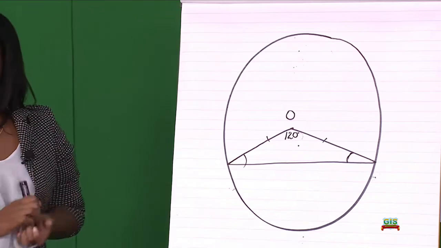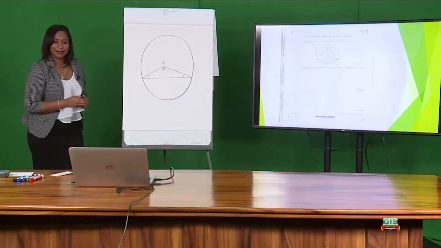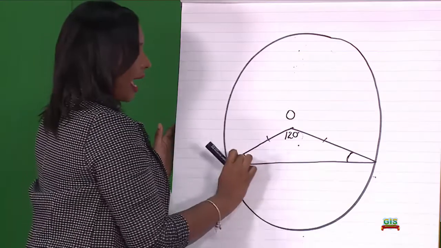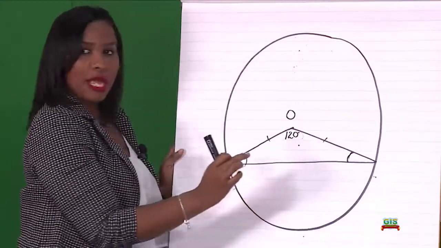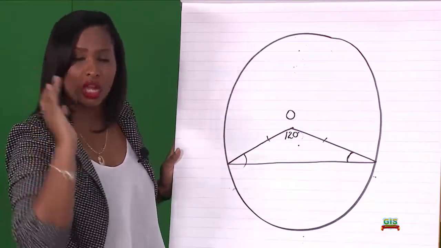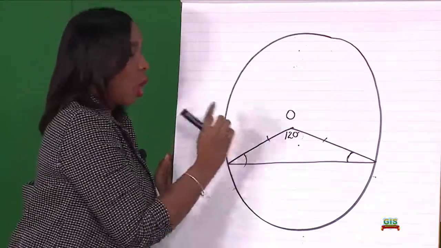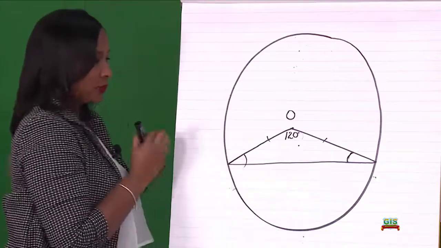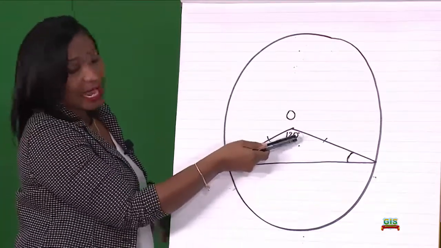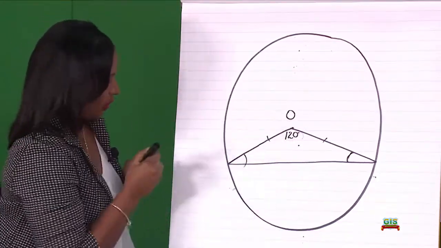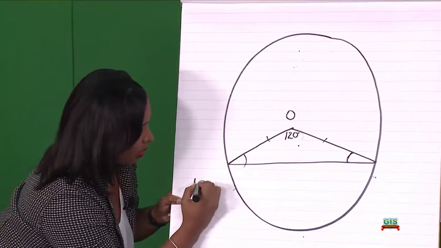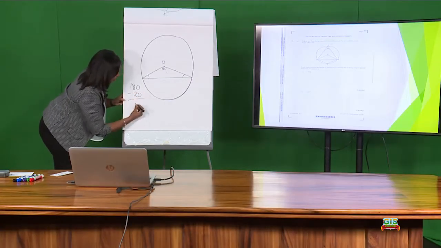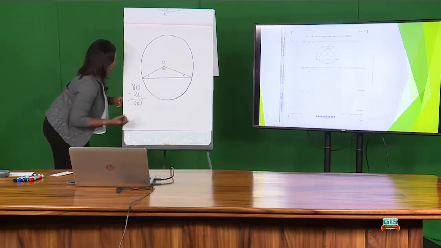Miss, how are we going to do that? To do that, the first thing you have to know is that all the angles in a triangle add up to 180 degrees. Very good. So if you already have this one at 120, you will say 180 take away 120, and that's going to leave you with 60 degrees.